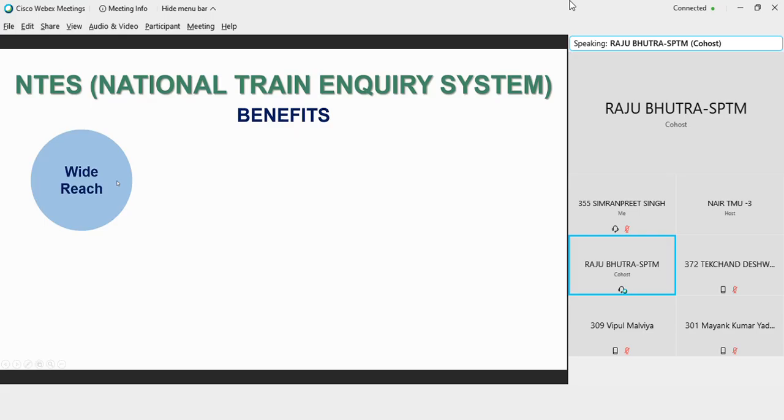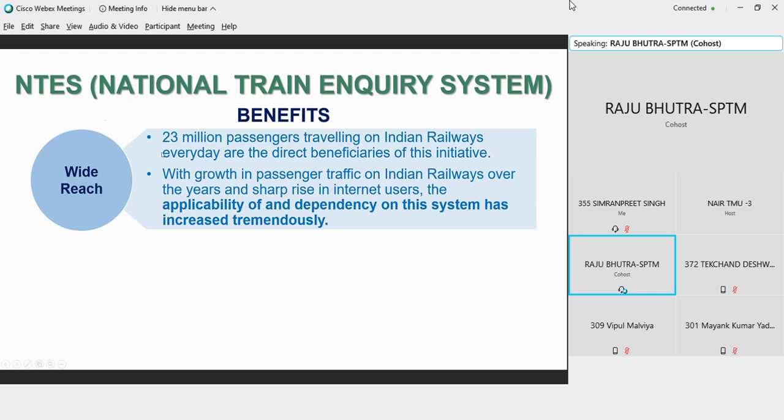Now, what are the benefits? Wide reach. The NTS has a very wide reach. 23 million passengers traveling on Indian Railways every day are the direct beneficiaries of this initiative. With growth in passenger traffic on Indian Railways over the years and sharp rise in internet users, the applicability of and dependency on the system has increased tremendously.